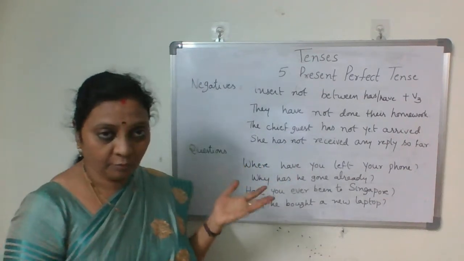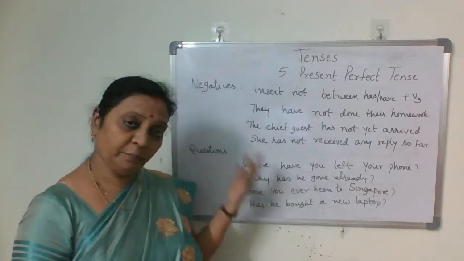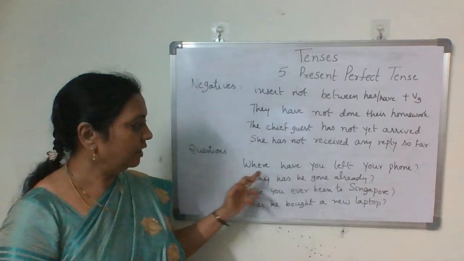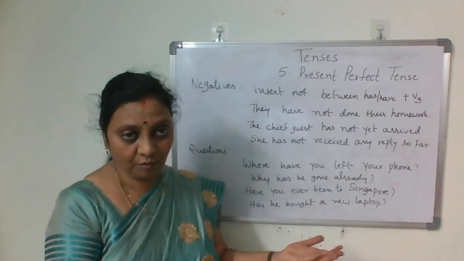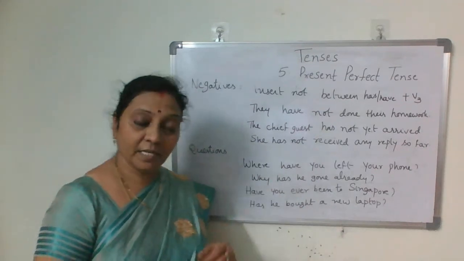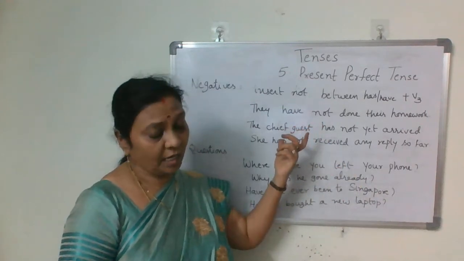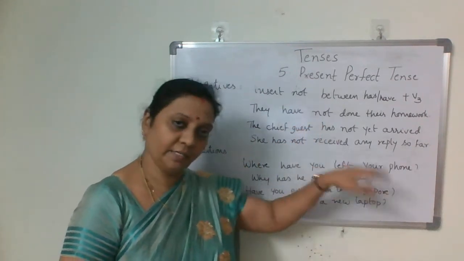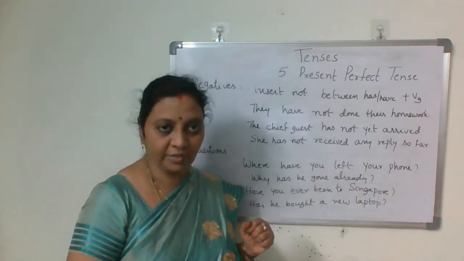The next one, questions. How do you frame both WH questions and yes or no questions? Where have you left your phone? Why has he gone already? Already can also be used at the end: I have already finished my work, or I have finished my work already. At the end or in between, you can use it. Why has he gone already?